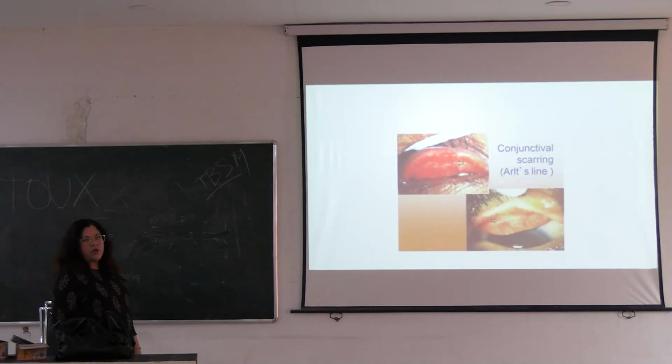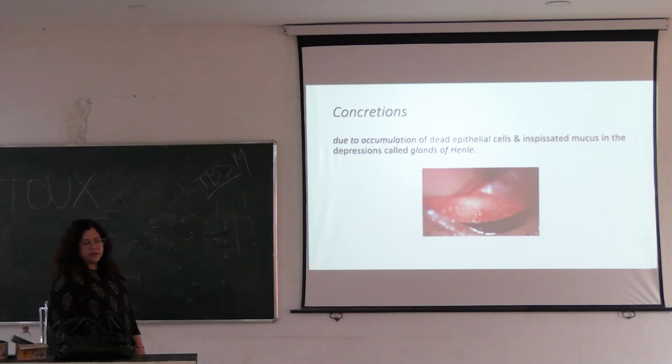Then concretions. These are concretions. See these yellow spots? This is due to the accumulation of epithelial dead cells and inspissated mucus collected in the depressions, that are called the glands of Henle.